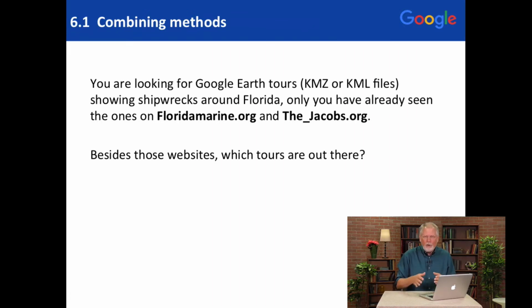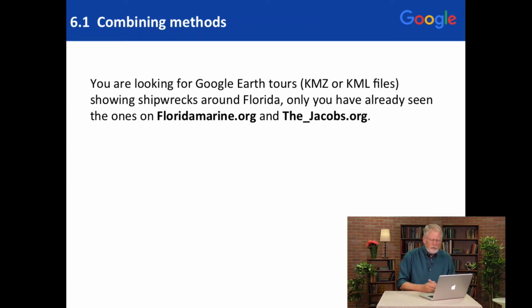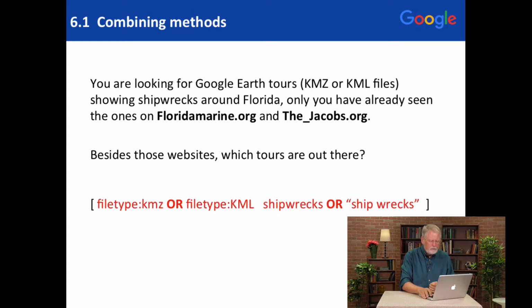And oh, by the way, we've already done a lot of work looking at the floridamarine.org site and the jacobs.org site. So how can we use what we know to be precise about the search we want to do? So let's search for those tours. What would we do? What you could do is a query like this. filetype:KMZ or filetype:KML. So we're searching for both those file types. We search for the keyword shipwrecks or the phrase shipwrecks. Okay? So that's what we're seeing here.